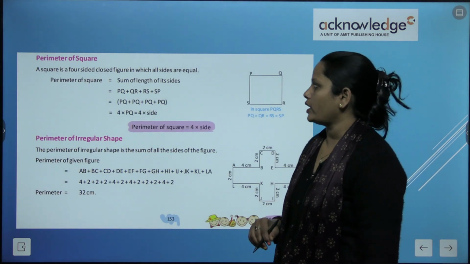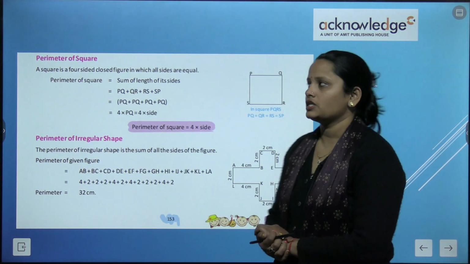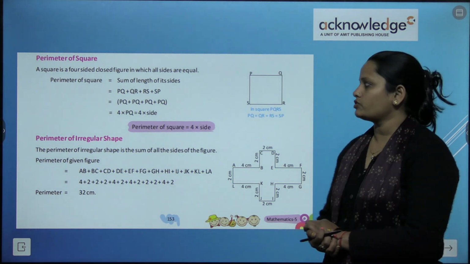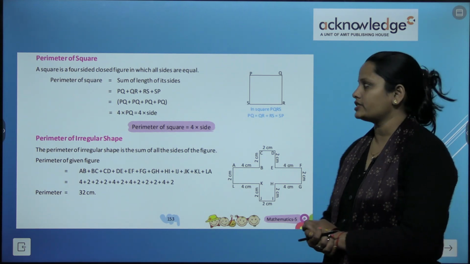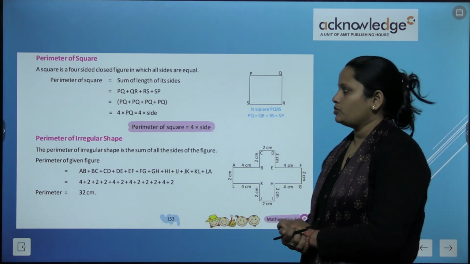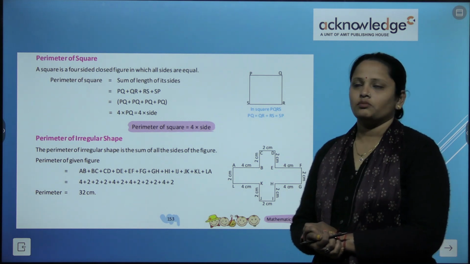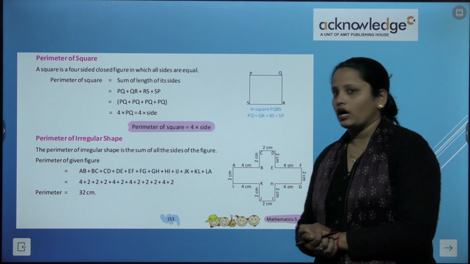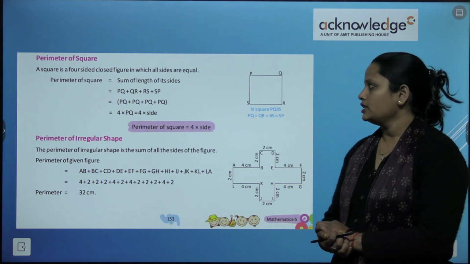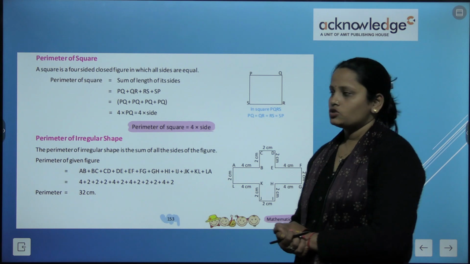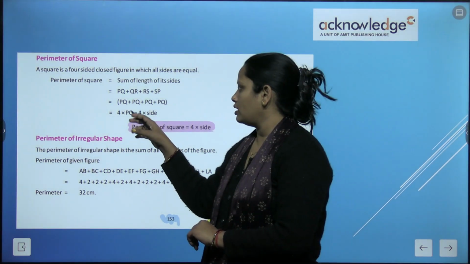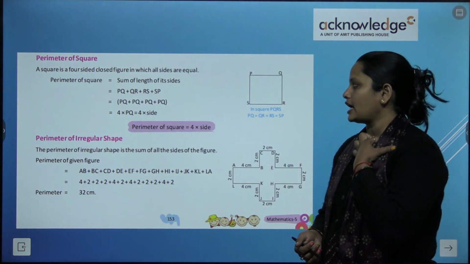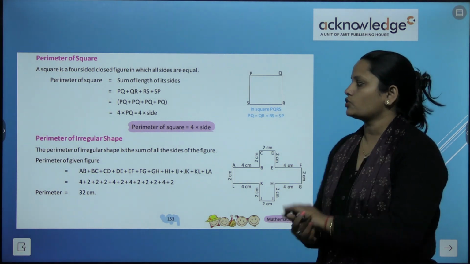Now perimeter of square. So here the square is 4-sided figure जिसके सारे sides equal होते हैं. So here the perimeter of square is sum of length of its sides. ये जो भी square के जो sides हैं वो उनको plus करने पे we will get the perimeter. So here PQ, QR, SR and PS. ये सारे equal हैं. So 4 multiply PQ, which means 4 multiply side. So this is the perimeter of square.